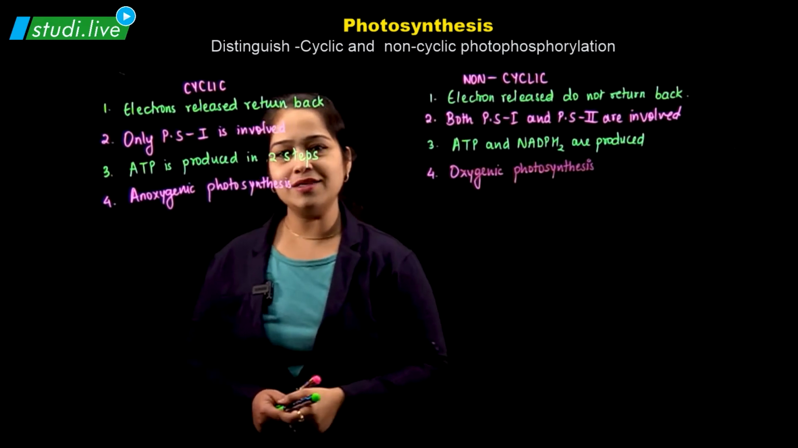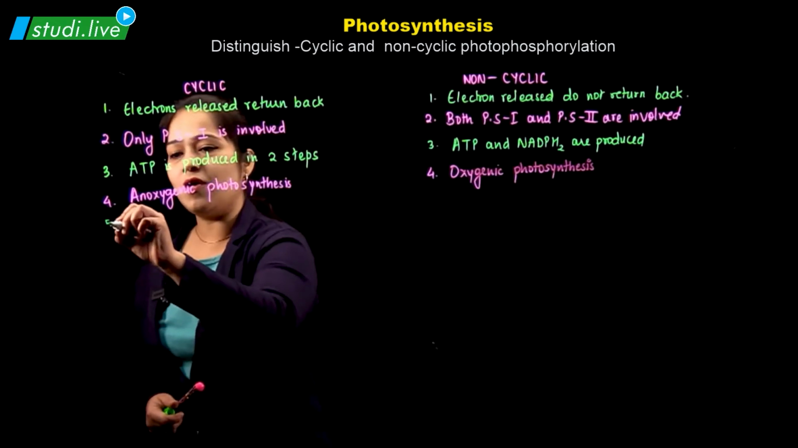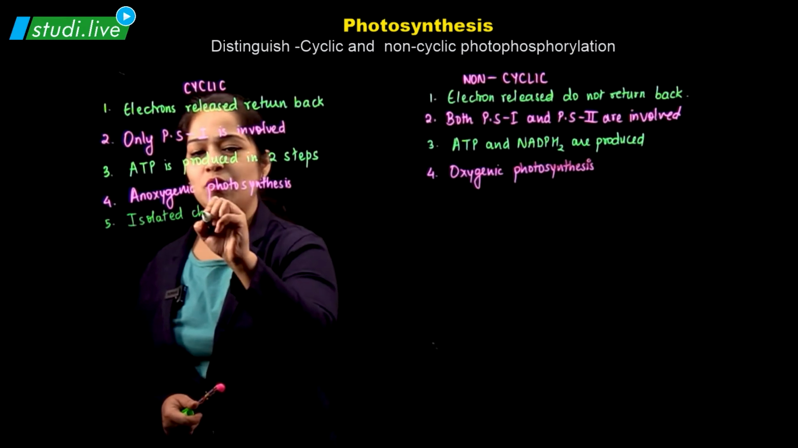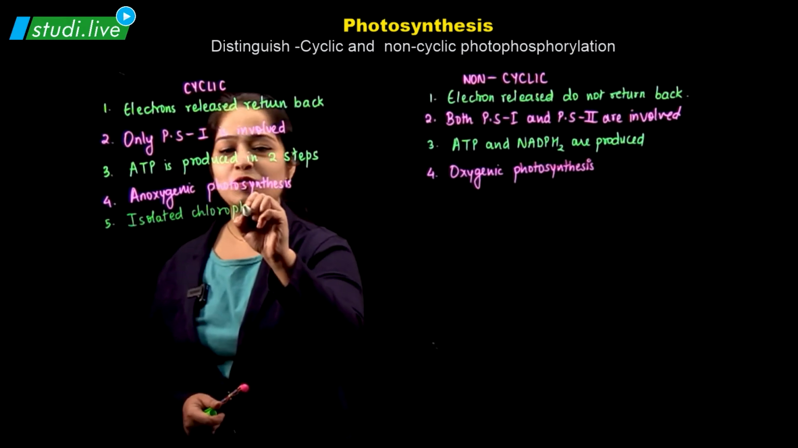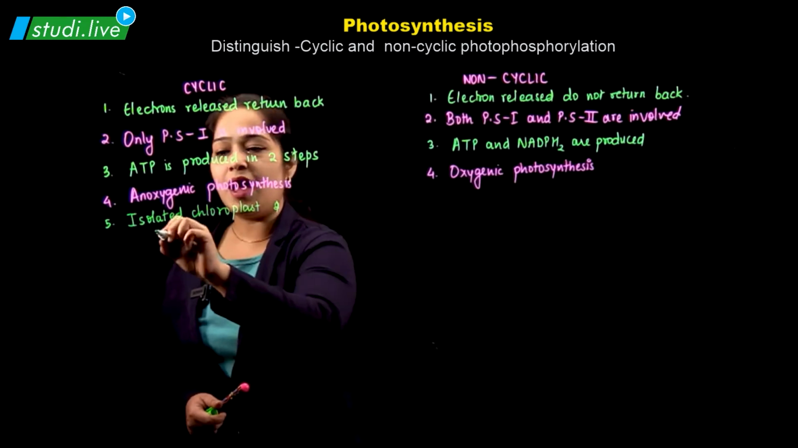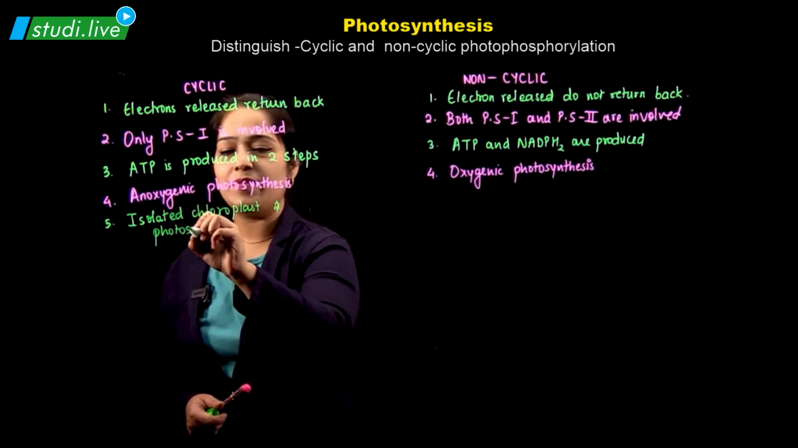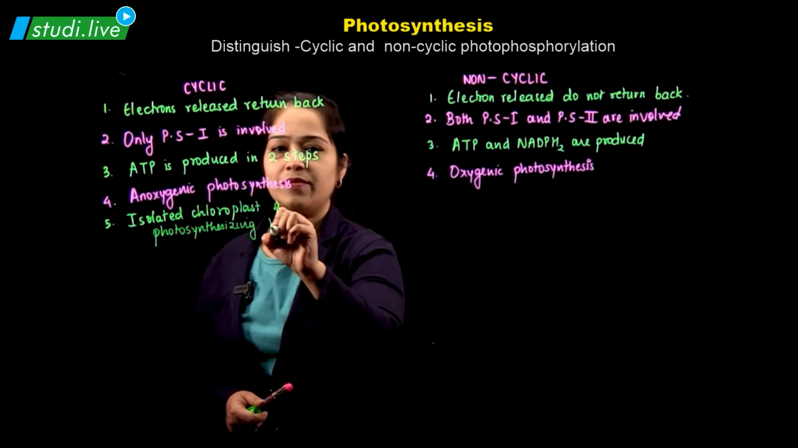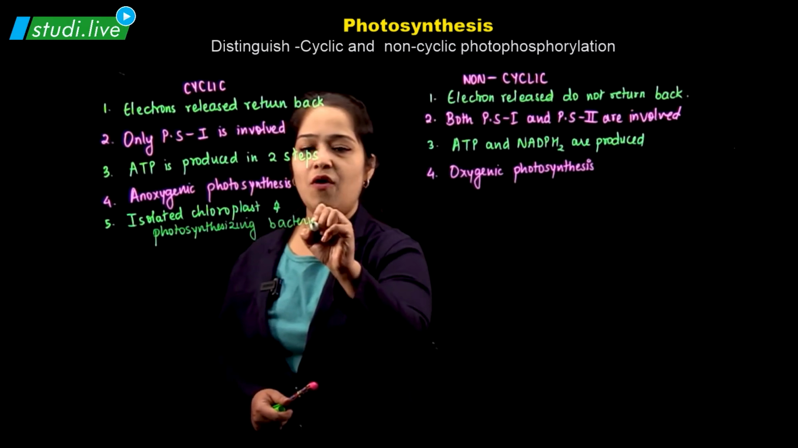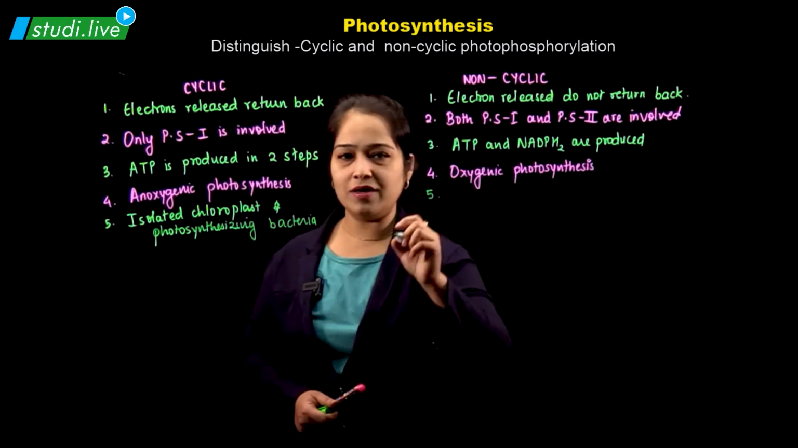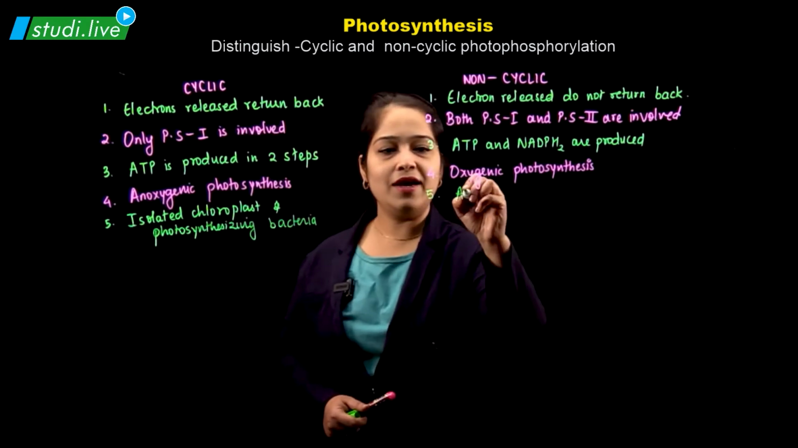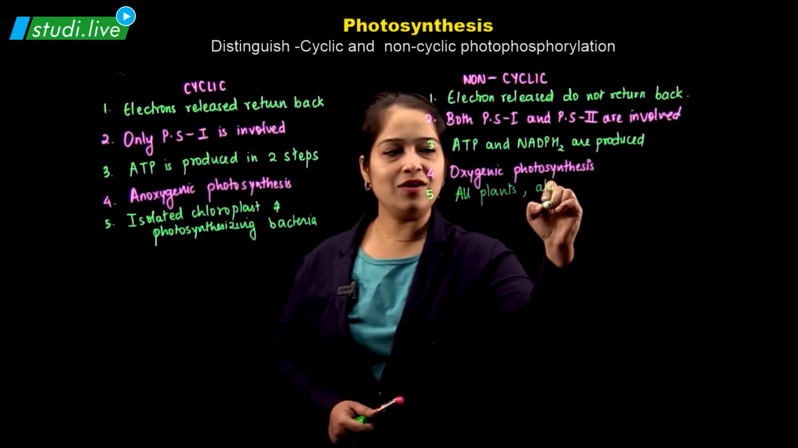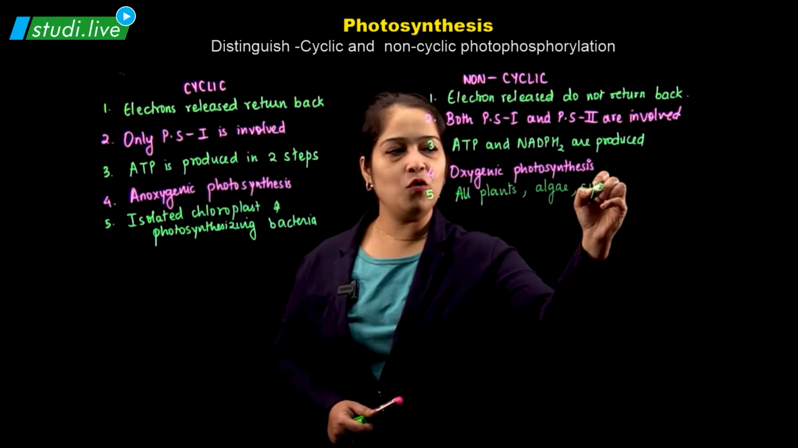So which organisms are involved in this? Cyclic occurs in isolated chloroplast and photosynthesizing bacteria. Non-cyclic occurs in all plants, then algae and cyanobacteria, so they undergo non-cyclic.